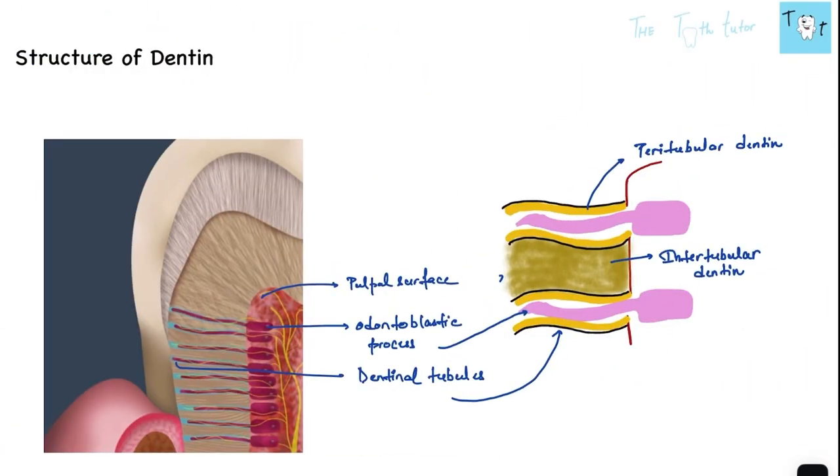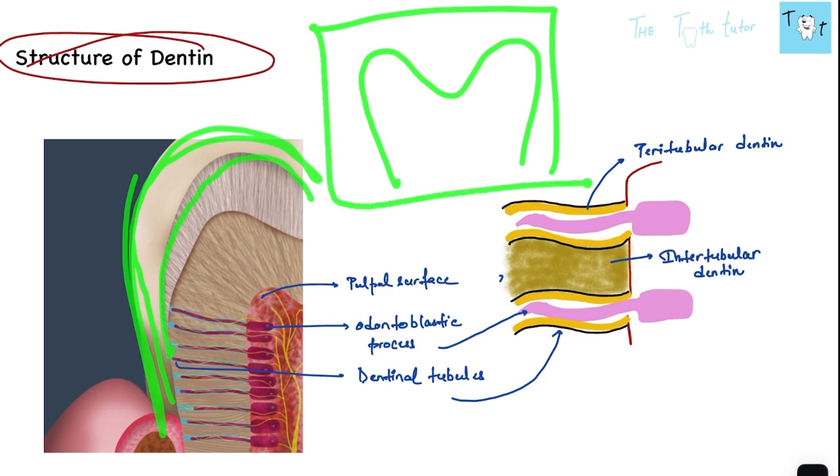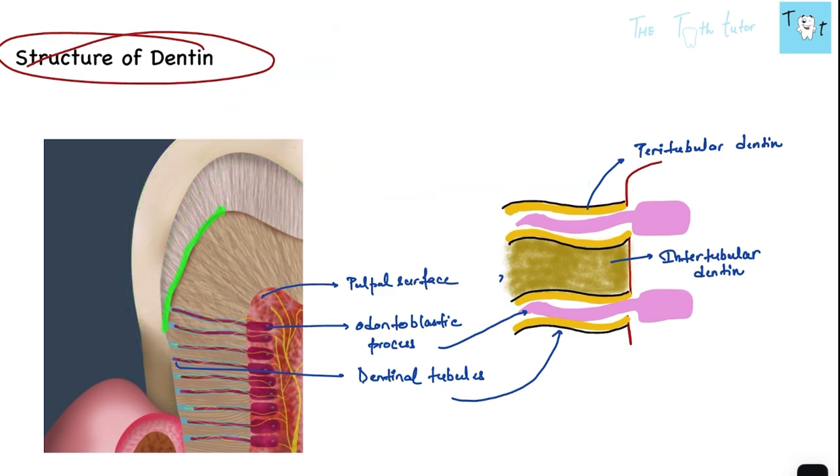Now moving on to the structure of dentin. What does the dentin look like? We all know that this outer portion of the tooth is enamel. If I take a tooth and cut it from here, taking a cross section, this portion is your dentin.